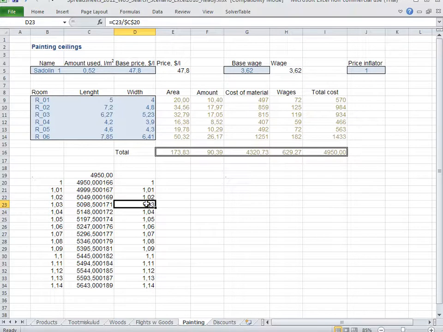And now the point we're trying to make with this scenario analysis is that if we raise the general inflation by 3%, all the costs together, the total costs, go up by 3%. So since all the costs consist of only material and wages, and when the general inflation raises both of them, then the total cost goes up by the same percentage.